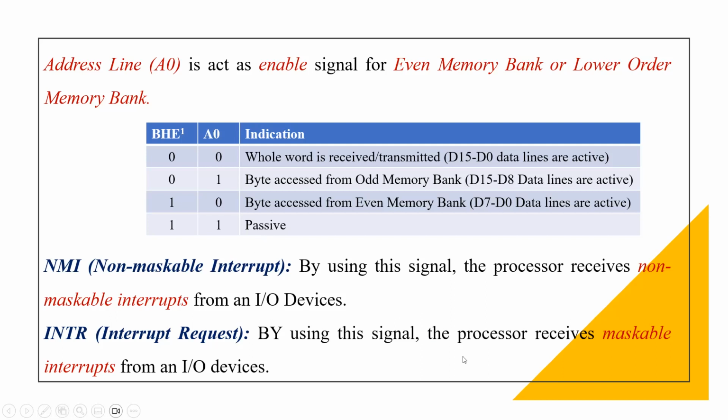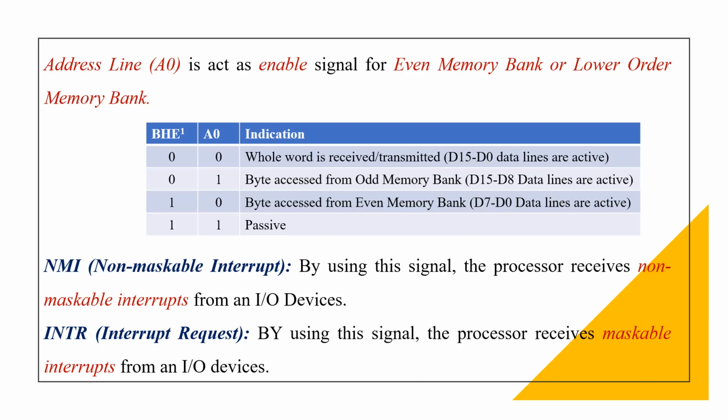And later we have interrupt related signals. One is NMI, meaning non-maskable interrupt. By using this particular signal, or a particular pin or line, the 8086 processor receives only non-maskable interrupts from an IO device. That means our processor always receives a type 2 interrupt from an IO device. What is a type 2 interrupt? We know that the type 2 interrupt is the non-maskable interrupt. We know that for the 8086, a non-maskable interrupt is basically a power failure problem. Those can be received by your processor by using a signal called NMI.